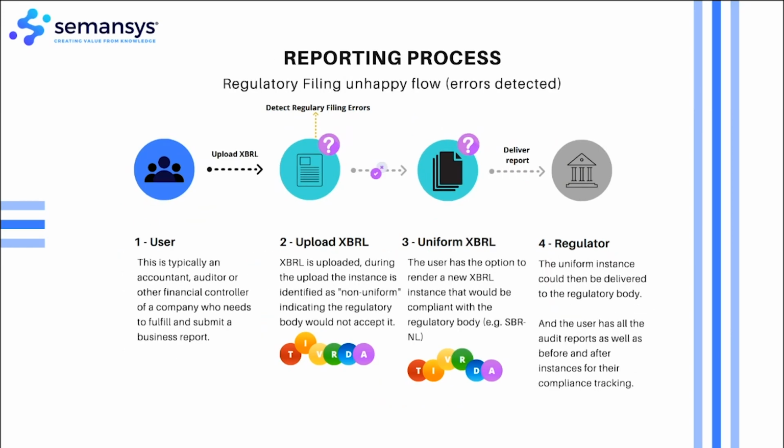The next process that we'll be demonstrating is what we call the uniformation process, which is basically the regulatory filing unhappy flow. In this case, the Xbrl is uploaded to our system, but we recognize that the Xbrl is not compliant for the regulatory body. You could be Xbrl compliant according to the Xbrl specification, yet the regulatory body requires more than the specification, or differences to the specification.